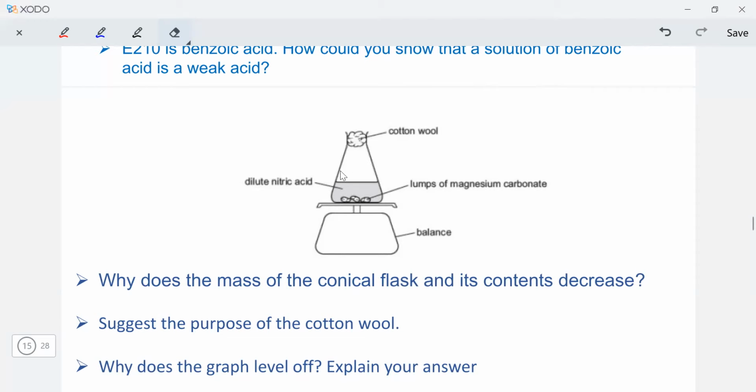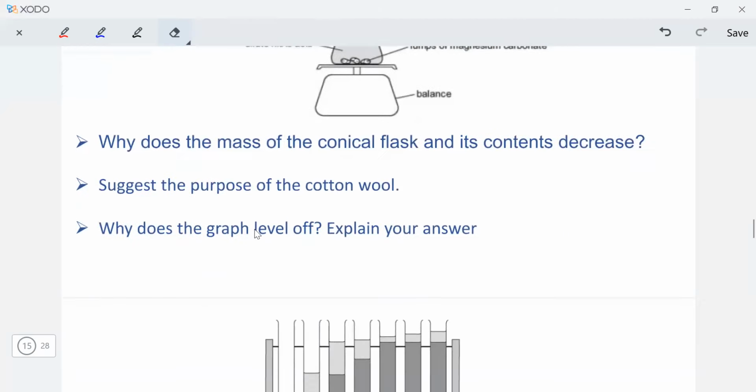What is the limiting reagent and which one is the excess? If the acid here is the limiting reagent, you're going to say because all the acid has been used up and the reaction stops. So this question is out of 2 marks. The first mark is that the reaction stops or finishes. The second mark is that all the acid has been used up.